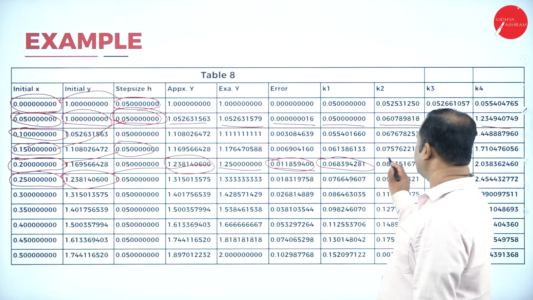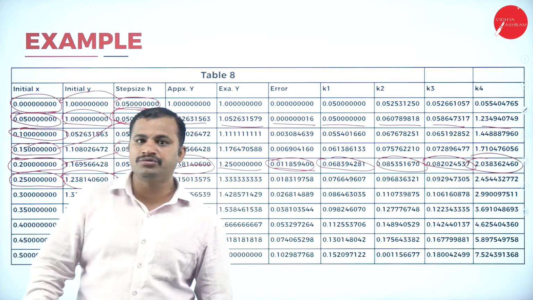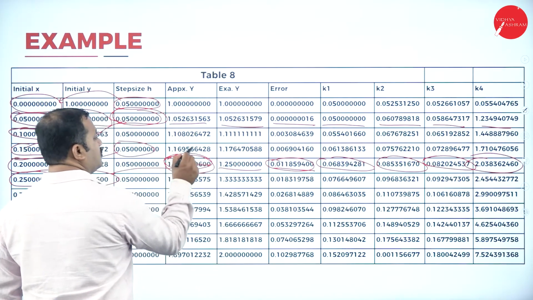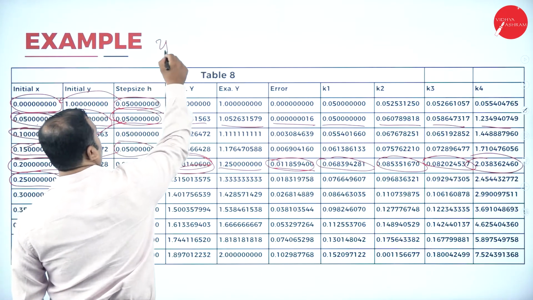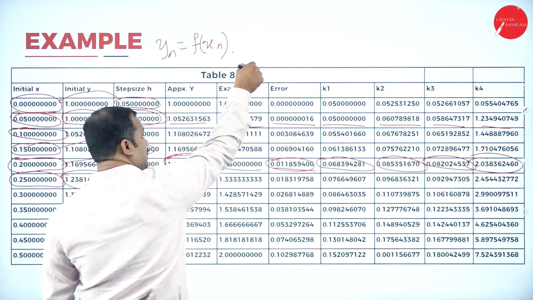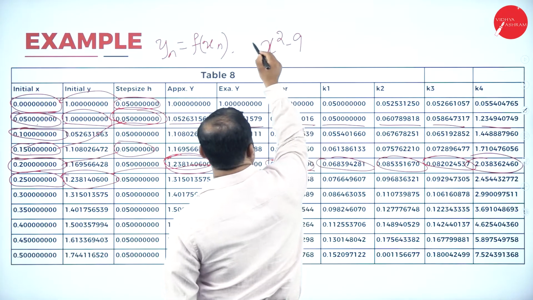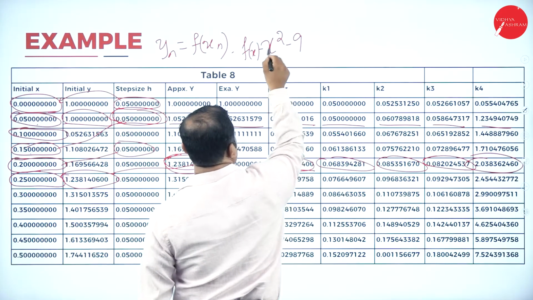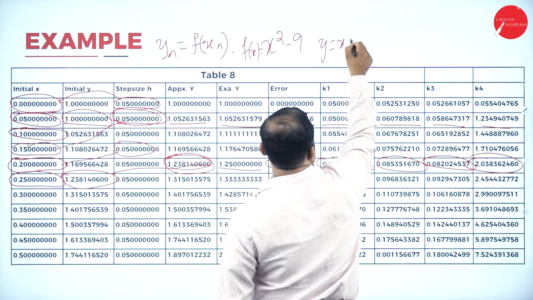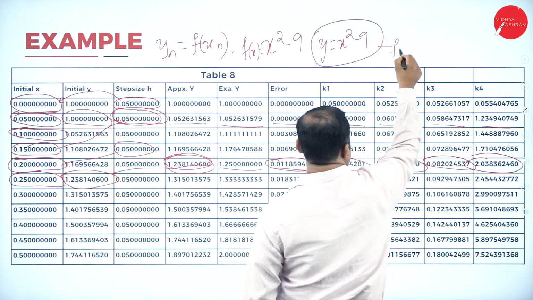Then you have k1, k2, k3, k4. With these k1, k2, k3, k4, I am going to obtain the value of yn, that is this approximate yn, using the Runge Kutta fourth order. yn is equal to f of xn. Then what is xn? Suppose I consider that x square minus 9 is the equation, f of x is equal to this, then what is y? y is equal to x square minus 9. This is the formula, this is the function I am considering here.